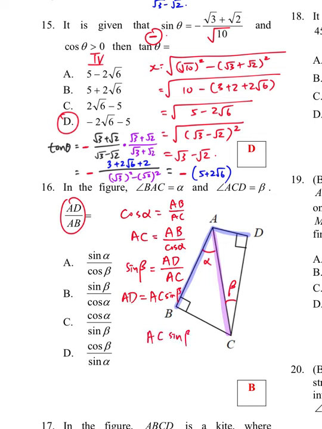And therefore AD over AB. So AB is AC cosine alpha. The AC as the connection will cancel out each other to give you the answer B.